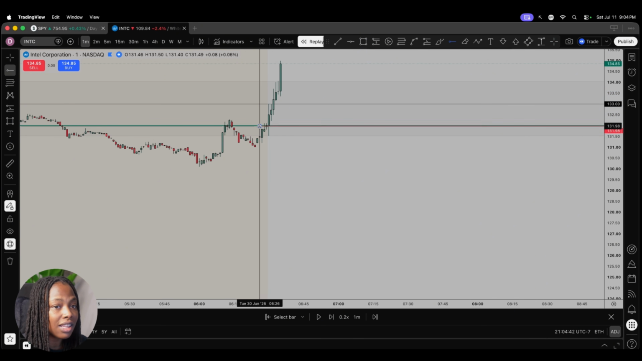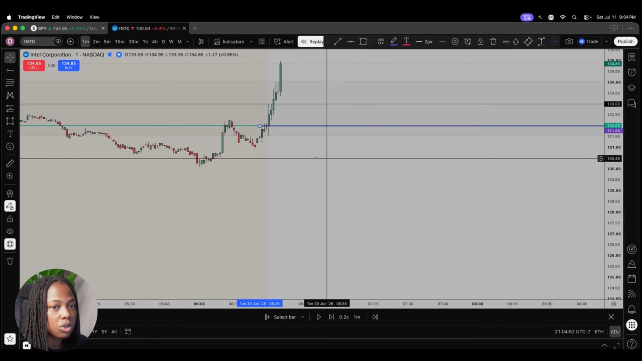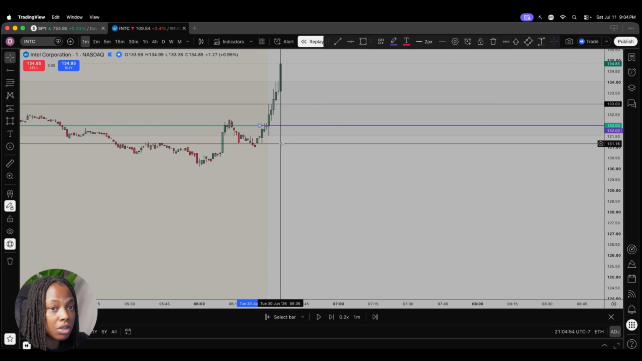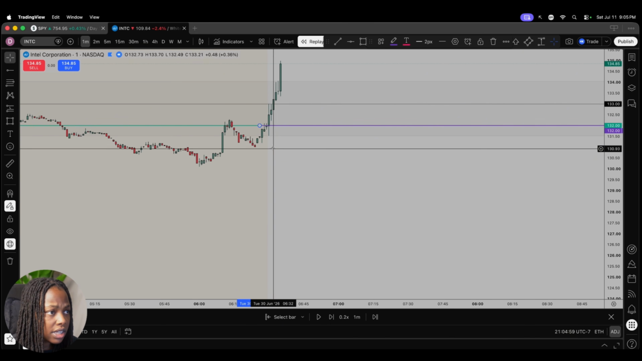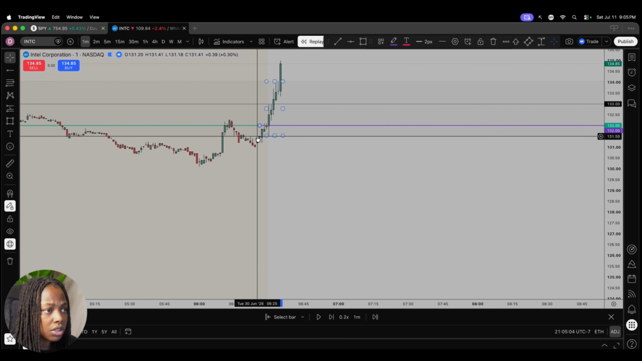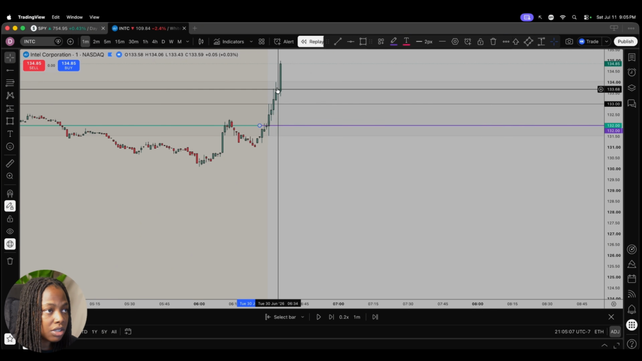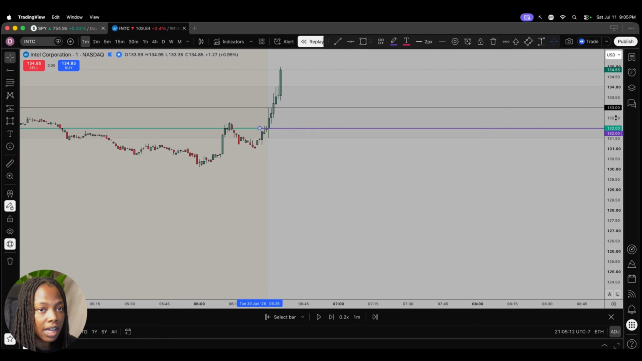Your opening print here lines up nicely with your previous day's high. I'm going to change that line to purple so that you can see it clearly. The opening print lines up with your previous day's high, and then you have your 5 minute opening range from here to this point, and we can see that price broke above the 5 minute opening range with a strong candle.